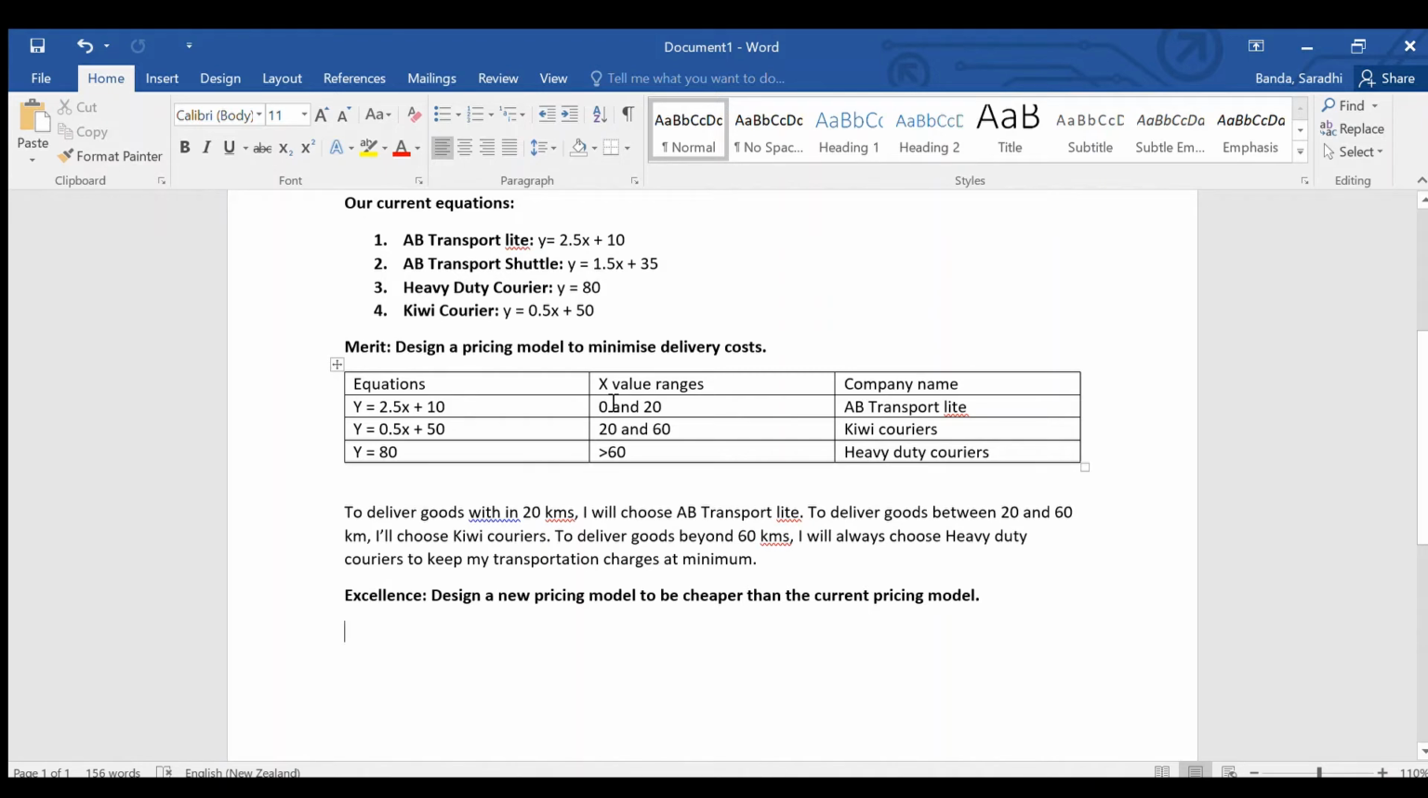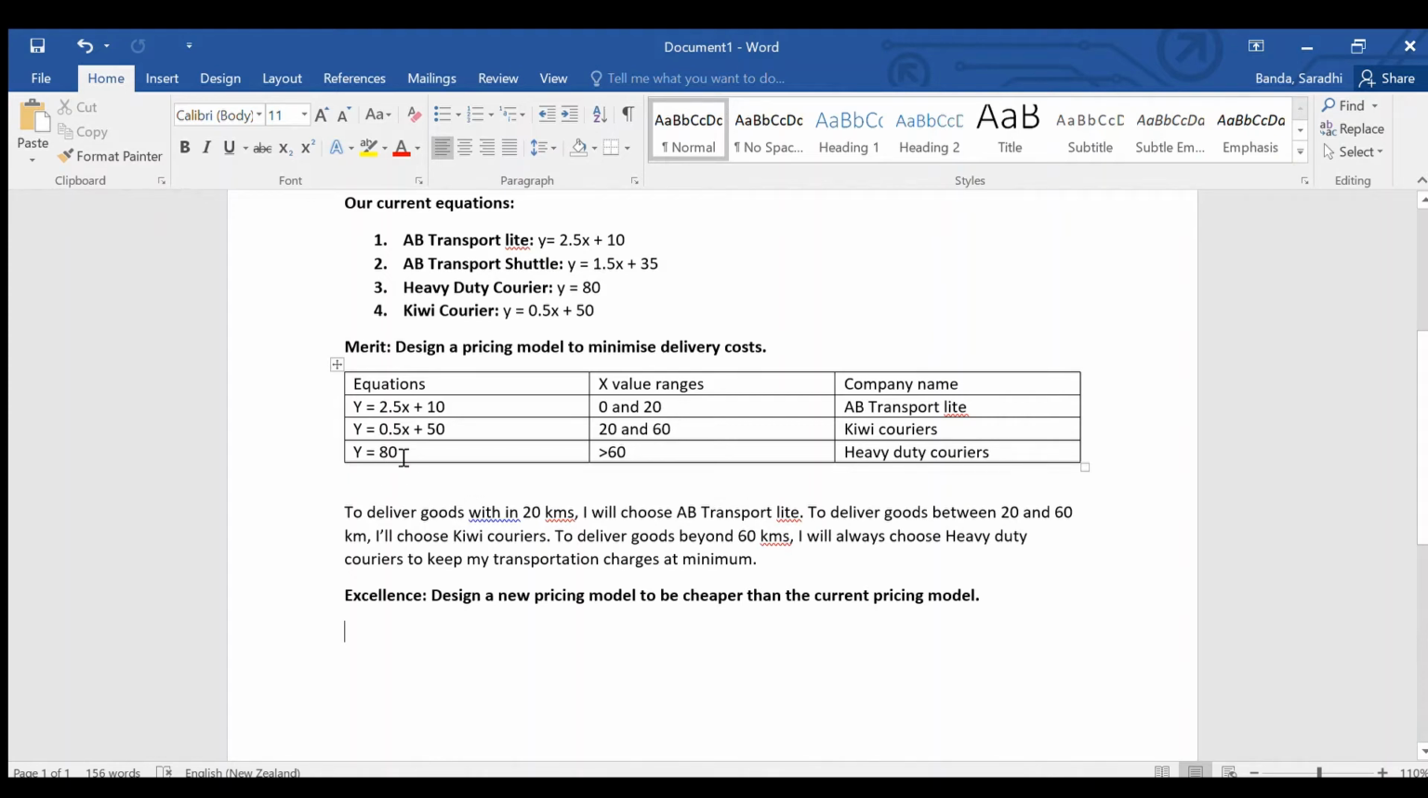And that's going to be my new pricing strategy. Similarly, I can do that with this one. Y equals 0.5x plus 50. So here my m is 0.5. I can go ahead and make this 0.25. I can just say y equals 0.25x plus 50. And this is going to be my pricing model between 20 and 60 kilometers.